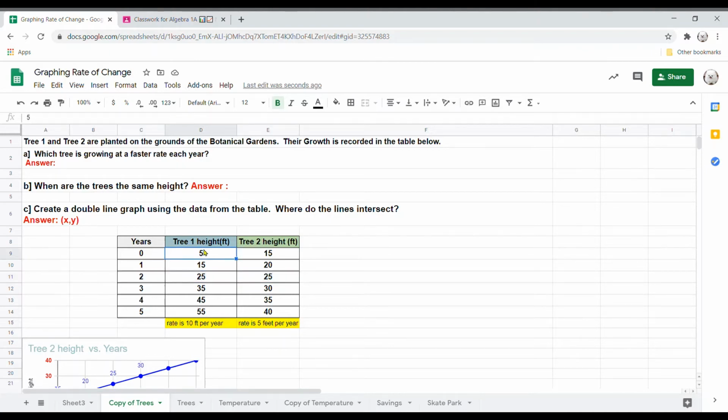Well, if I look at tree 1, it is going up by 10 each time, 5, 15, 25. I'm adding 10 each time. Each year is going up by 10. It's a constant rate of change because it's going up the same amount of feet each year. Tree 2 is going up by 5 feet per year, 15, 20, 25. So here tree 2 is going up by 5 feet per year. So when you ask the question, which tree is growing at a faster rate each year, tree number 1 is growing at a faster rate because it is growing at 10 feet per year as opposed to 5.